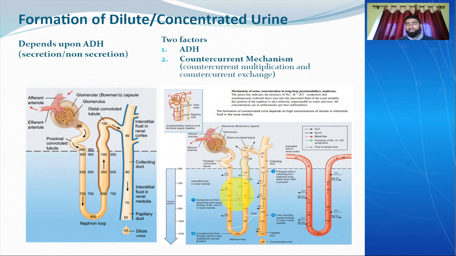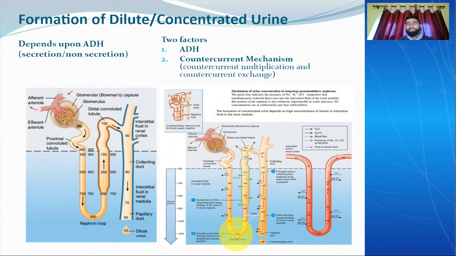The tubular fluid loses water as it descends down here, thus becoming more concentrated. When it reaches the ascending limb, it creates an osmolarity of about 1200 milliosmoles per liter at the hairpin turn of the loop. When this fluid reaches this point, the concentration increases so much that it is around 1200 milliosmoles per liter.